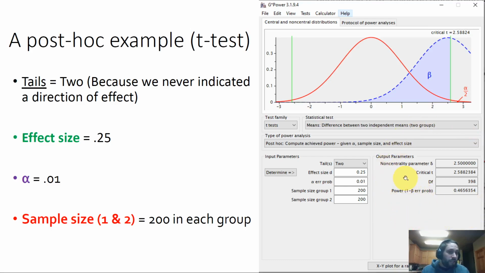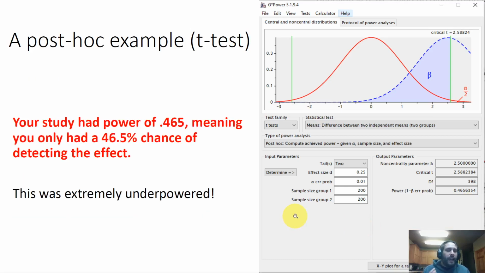We get our critical t. So we need a t of 2.588 in order to have achieved a significant effect. Our degrees of freedom is 398. So that's just your sample minus 2. And then our power, which is the answer we're looking for in a post-hoc analysis, was 0.465. So in reality, we only had a 46.5% chance of detecting any effect given that it was there.